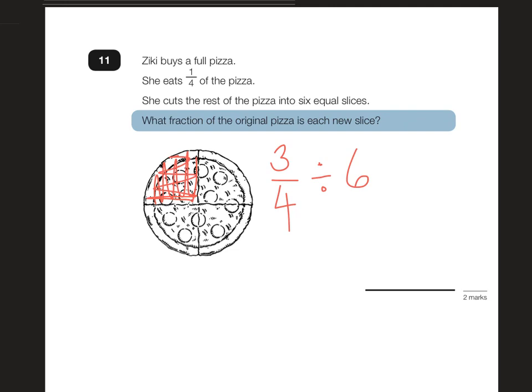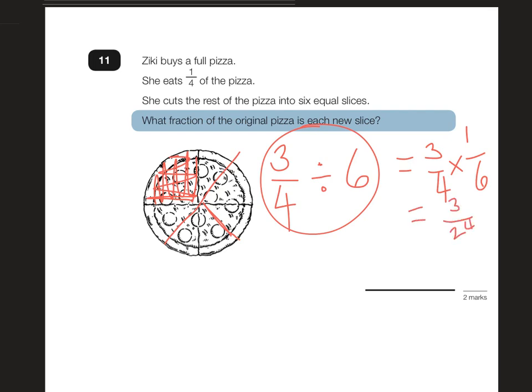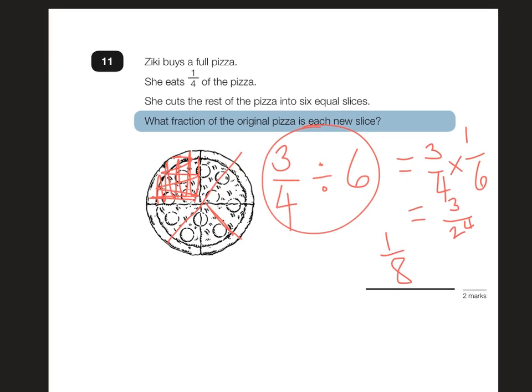I don't know how you guys did this. You did this really well. Maybe you did it just by looking at cutting that into 6. A lot of you got this right. But if you're going to do it this method, you could do 3/4 times the reciprocal of 6, 1/6, or literally put that into your calculator. And here you get 3/24, which is 1/8. Again, calculator, use it.